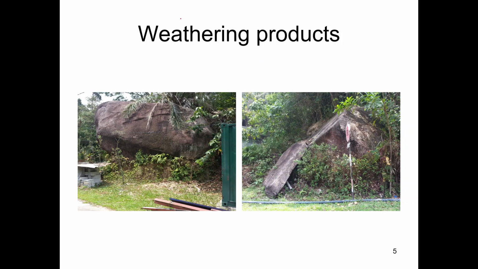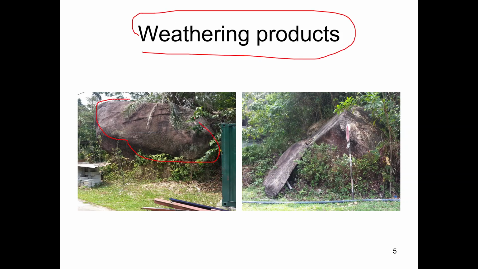So this is another example of a weathering product, which is boulders. Okay, these are boulders surrounded by soil. This is soil surrounded by soil. Okay.